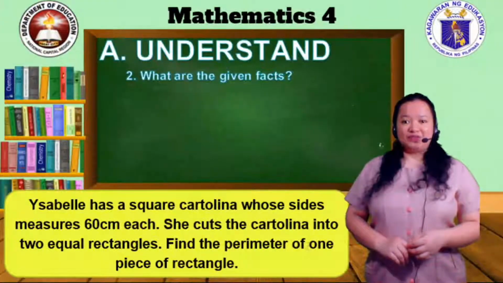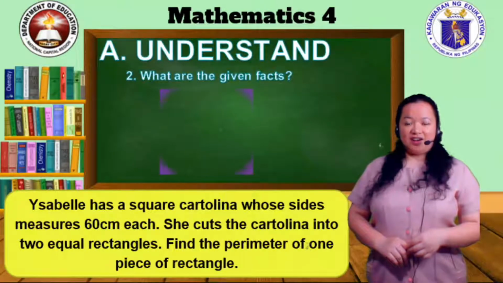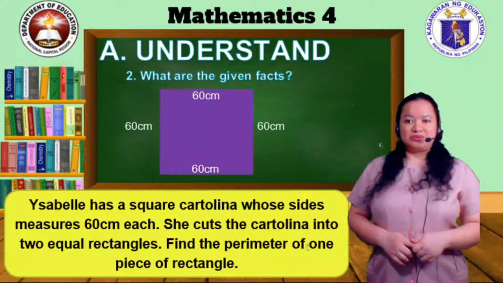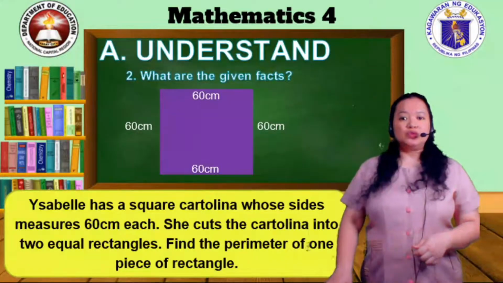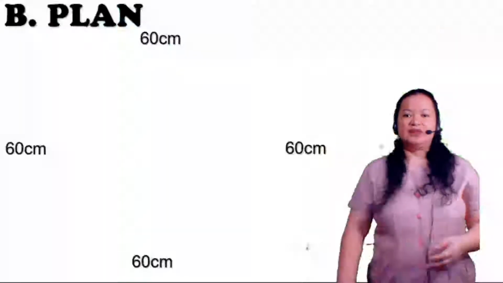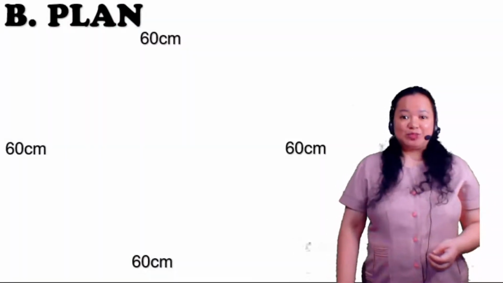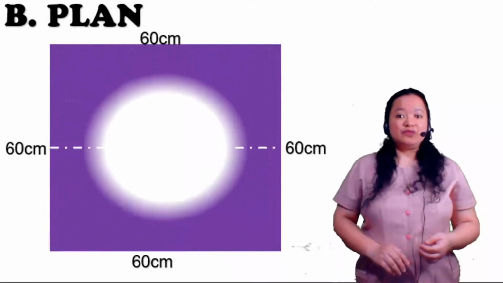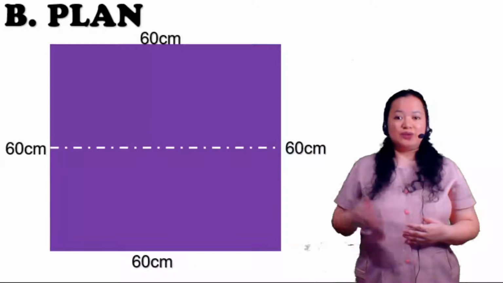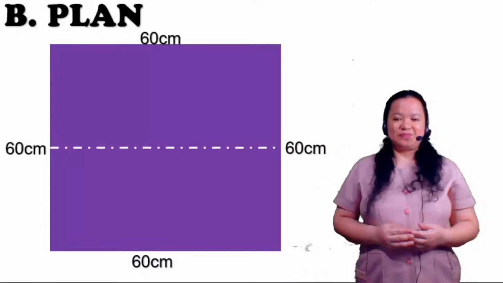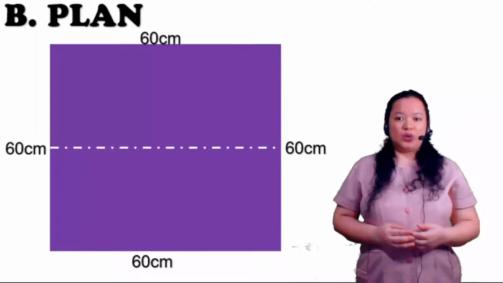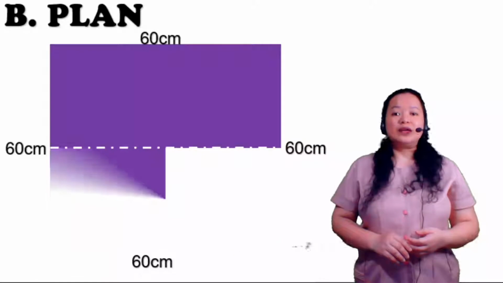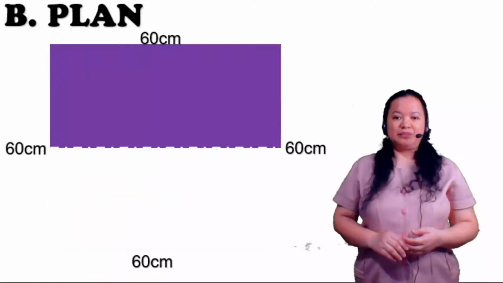What are the given facts? The given facts are a square cartolina whose sides are 60 centimeters. It was cut into two equal rectangles. Let us now plan the steps we need to perform in order to solve the problem. We were given a square cartolina whose sides are 60 centimeters. It was cut into two equal rectangles, and we were asked to find the perimeter of one piece of rectangle.